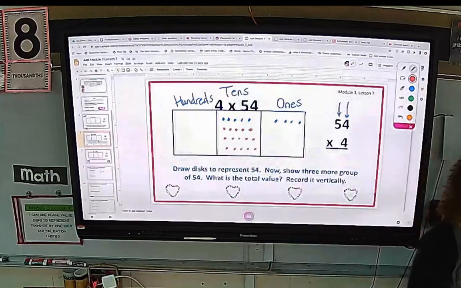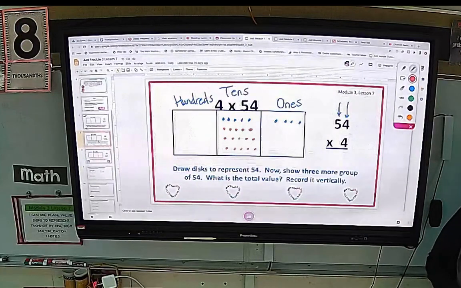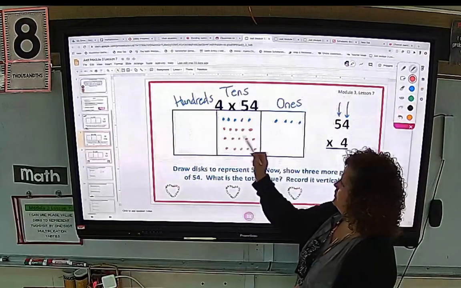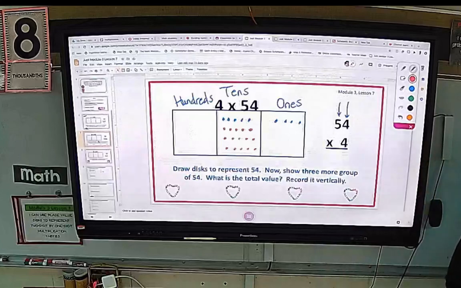We're going to multiply by 4. Okay, so my tens place is done, but I have to do the ones also, because I have 1, 2, 3, 4 groups of 5 now, not just one.